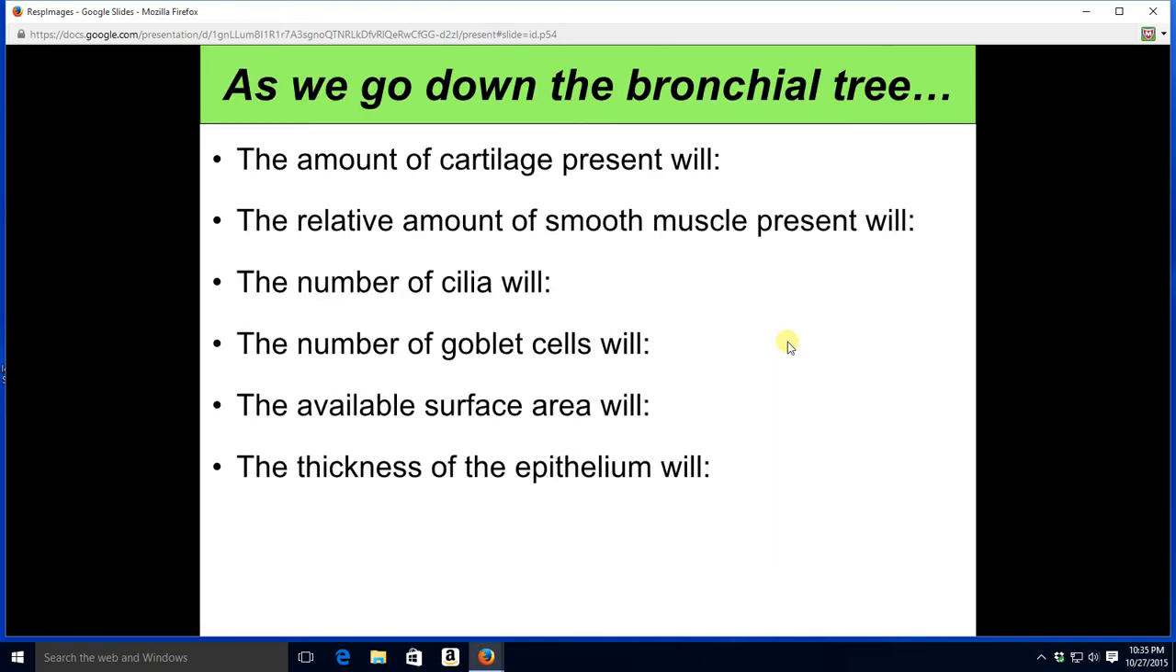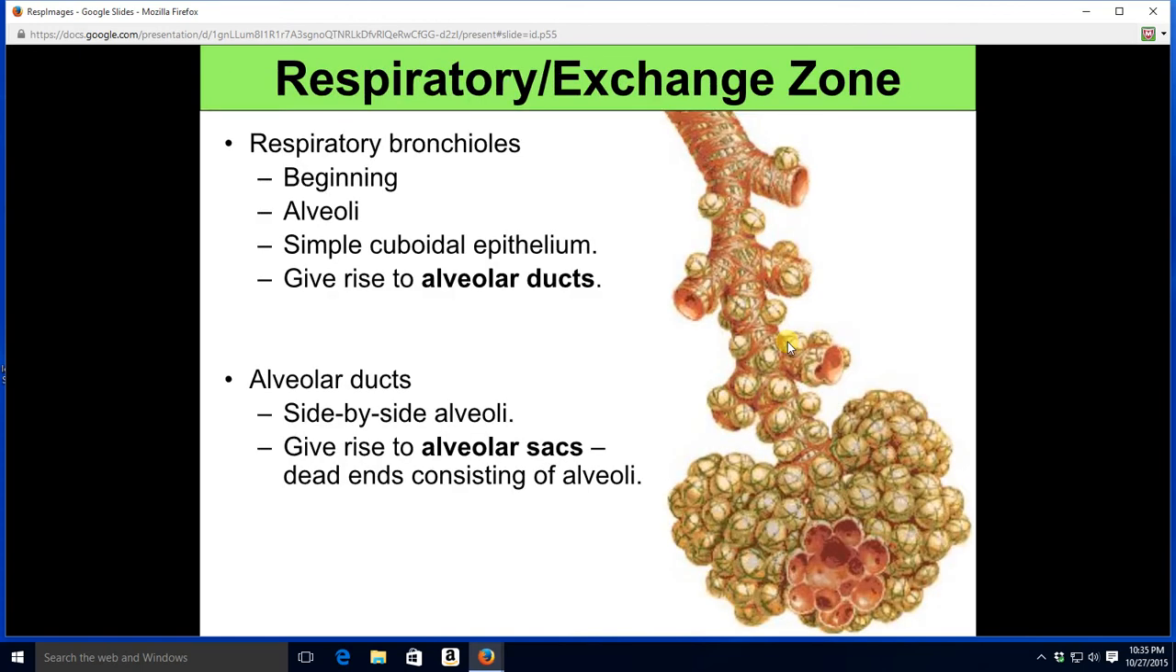All right, some questions for you to do here. Enjoy. Let's talk about respiratory bronchioles. Here's one right up here. Here's one right here. Check out the relative paucity of alveoli. So we're doing some gas exchange here, but not a crazy amount. Still got simple cuboidal epithelium in between, so it's kind of thick in between.